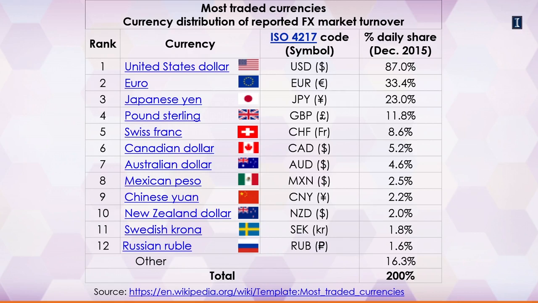Notice that the total of the percentages of times each currency is present in the foreign currency market transactions is 200%. That's because each transaction involves 2 currencies. So a big part of this 33%, for example, of euro present in transactions is in fact euro versus the dollar. So this table shows that the dollar remains very predominant in the foreign currency markets.